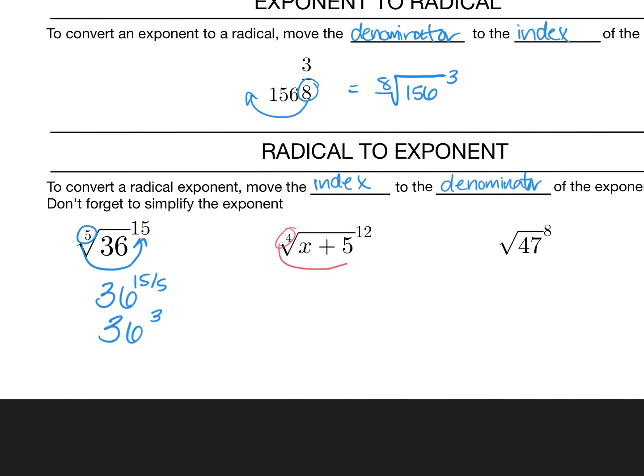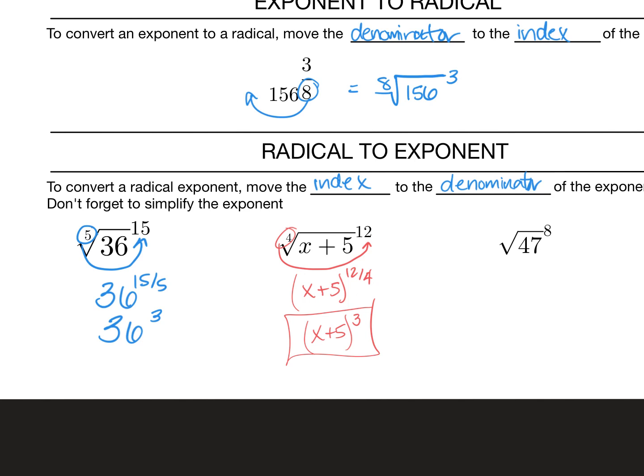We are going to move this 4 underneath that 12. So copying that x plus 5, let's keep it together by putting it in parentheses. And we have 12 over 4. Once again, copying that x plus 5 and simplify that exponent to 12 divided by 4, which is 3. So we just converted that radical to an exponent.